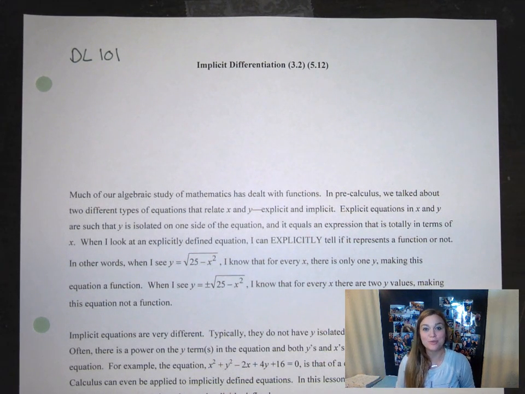If you were super worried that we were going back to limits and we wouldn't be dealing too much with the derivatives anymore, don't worry. We're still doing derivatives. So today what we're going to do is implicit differentiation.